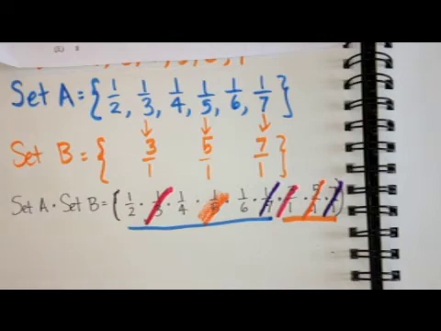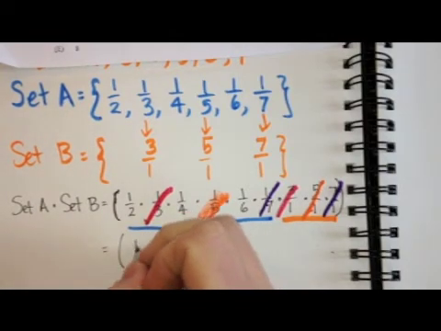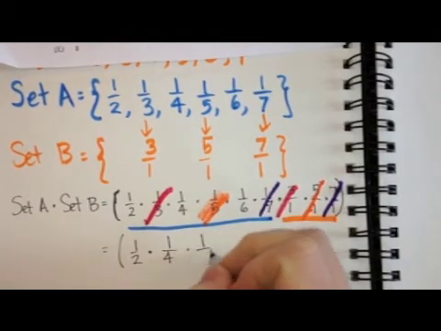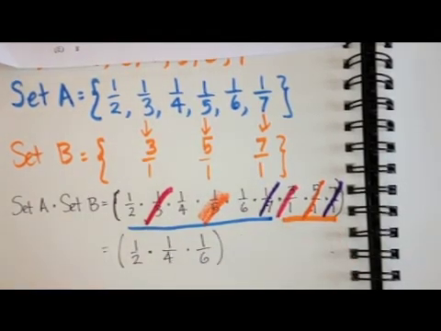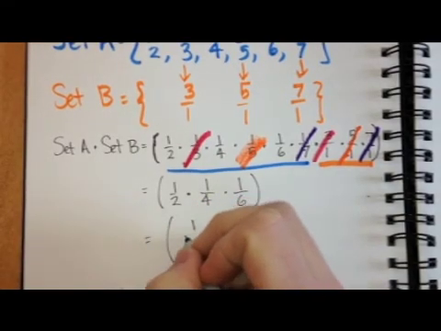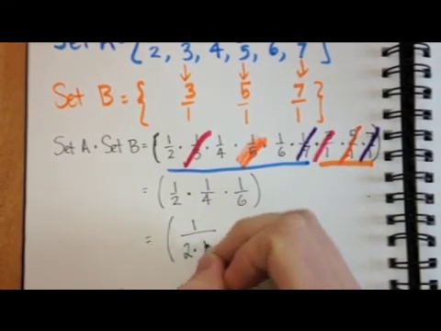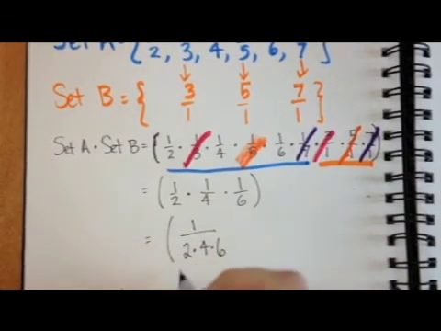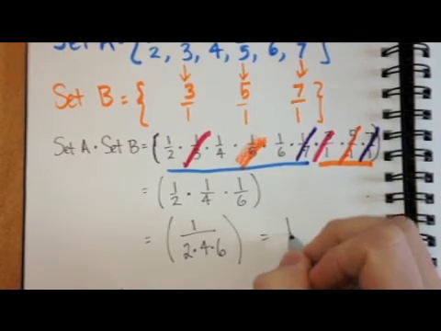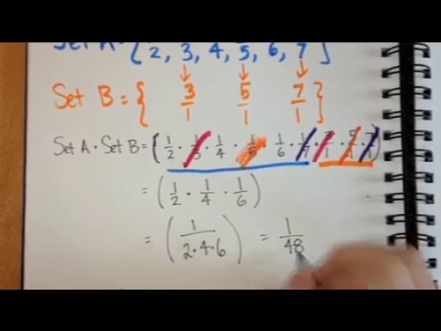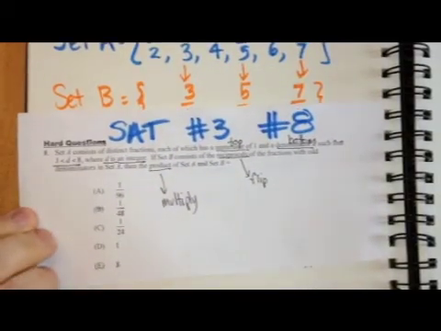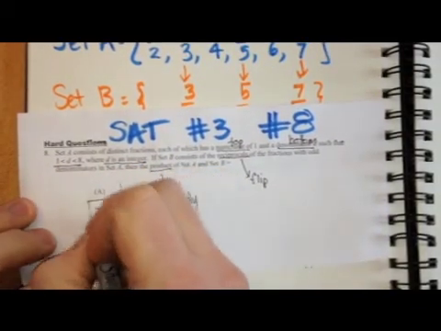Look what's left. It equals 1/2 times 1/4 times 1/6. When I figure that out, simplified, it becomes 1 over 2 times 4 times 6. 2 times 4 is 8. 8 times 6 is 1 over 48. My best choice is choice B.